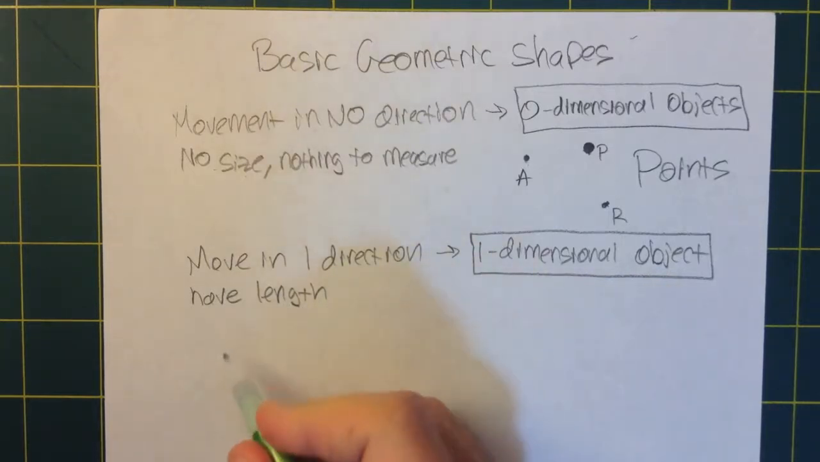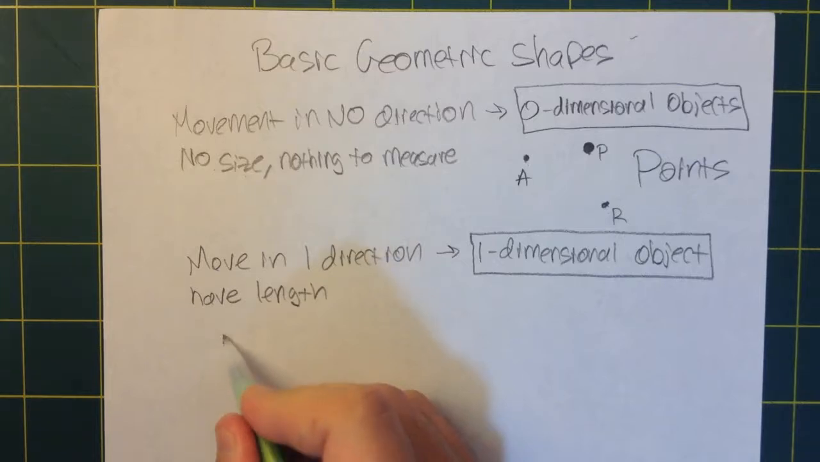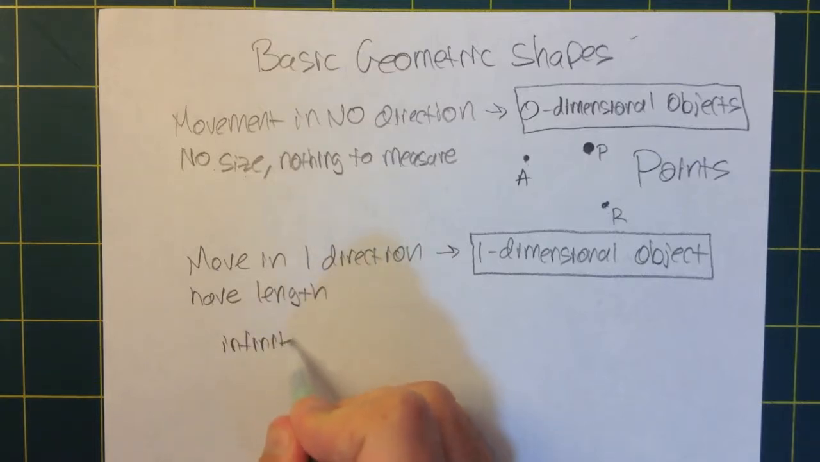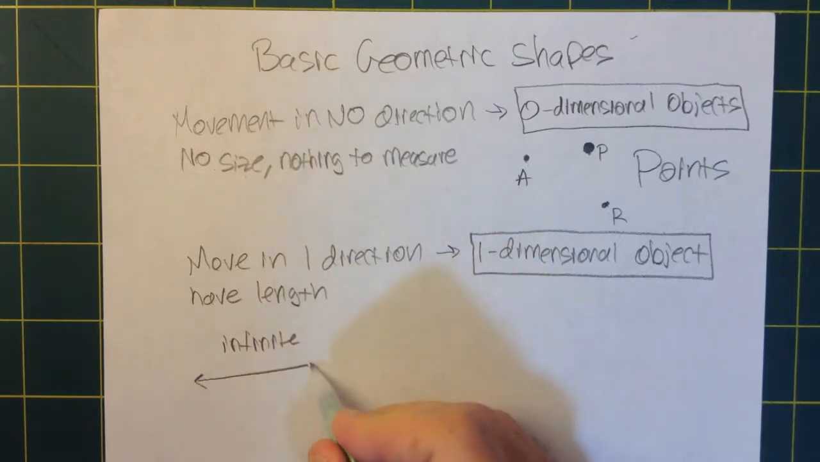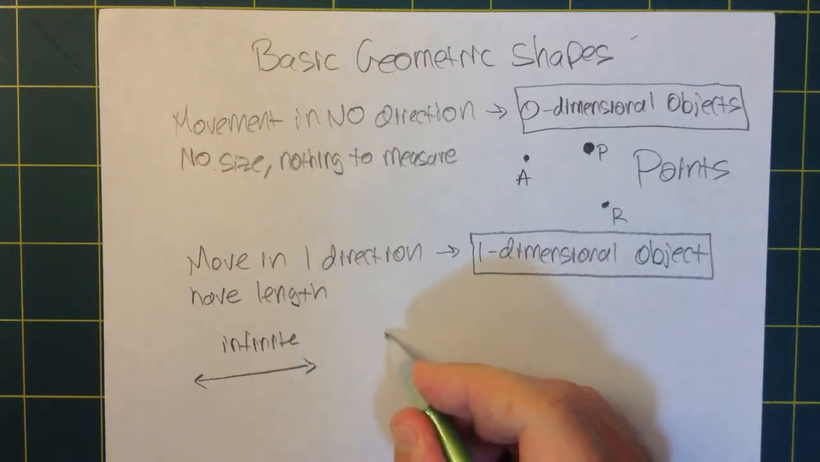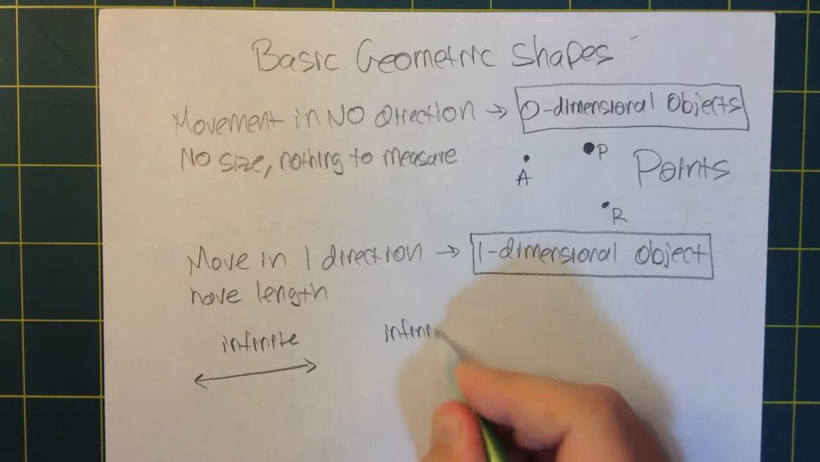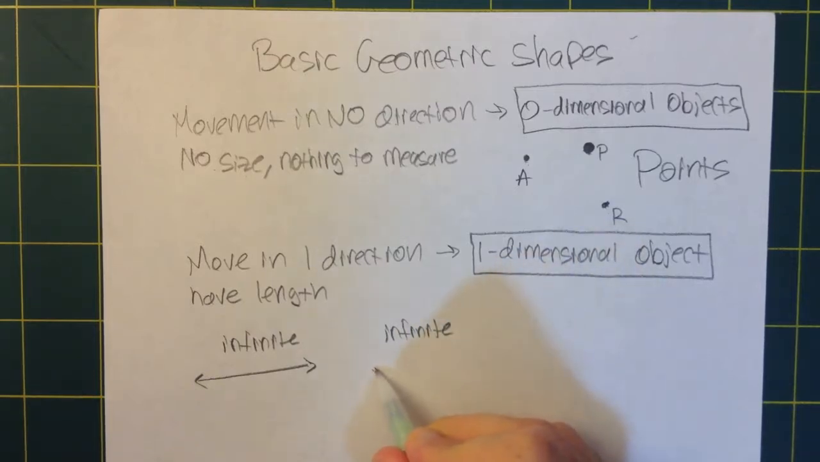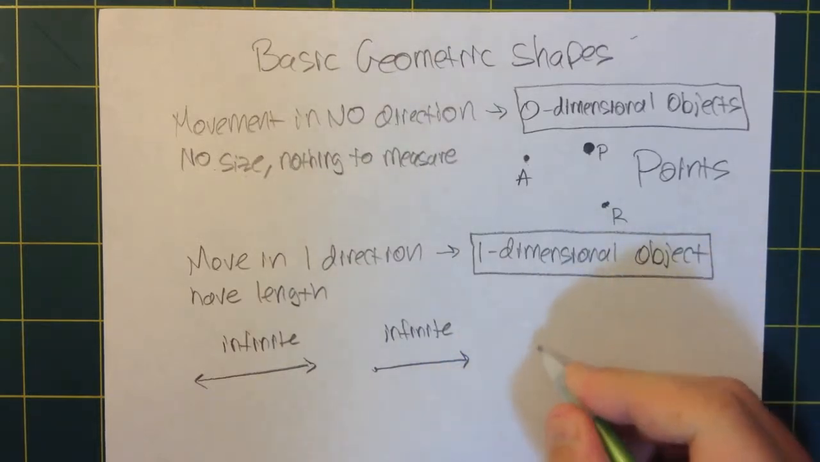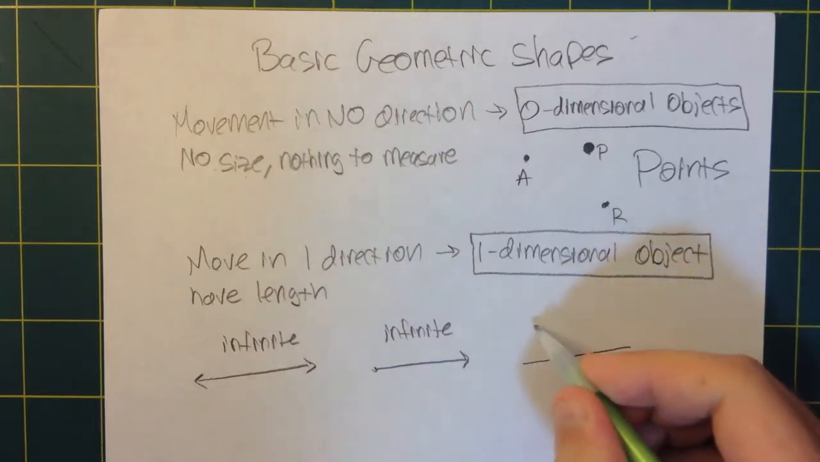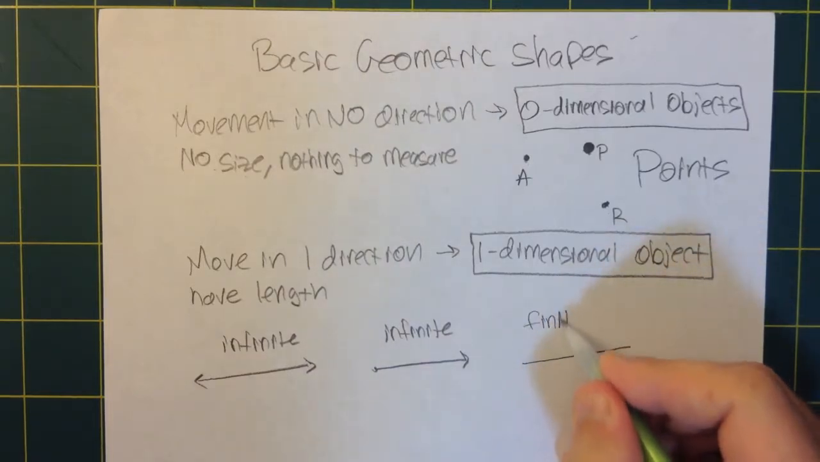If that length is infinite, that could happen if your object has no starting point, no ending point, and it just goes on forever in each direction. Or your length could be infinite if your object starts at one point, takes off in one direction, and then keeps going on forever and ever. Or you could have one of these objects. And in this case, you have finite length.